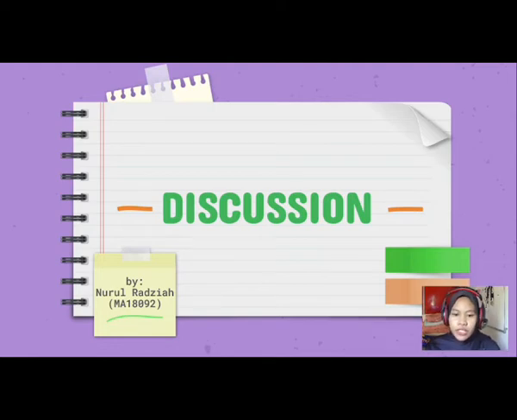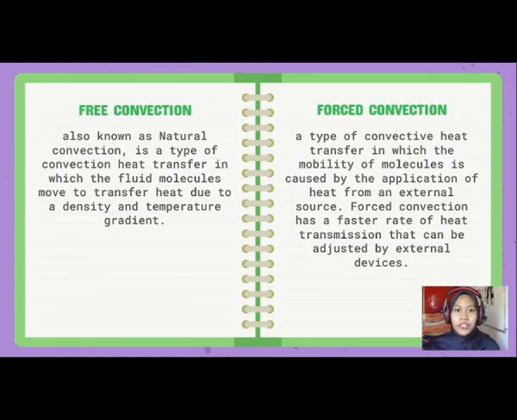The first question is to discuss free convection and forced convection. Free convection, also known as natural convection, is a type of convection heat transfer in which the fluid molecules move to transfer heat due to a density and temperature gradient. As a result, a buoyant force is exerted on the molecules in the lower layer, causing these molecules to migrate upward. As for forced convection, it is a type of convective heat transfer in which the mobility of molecules is caused by the application of heat from an external source.